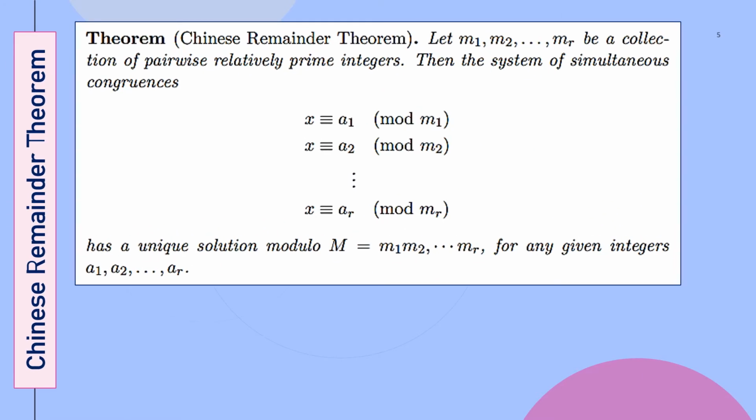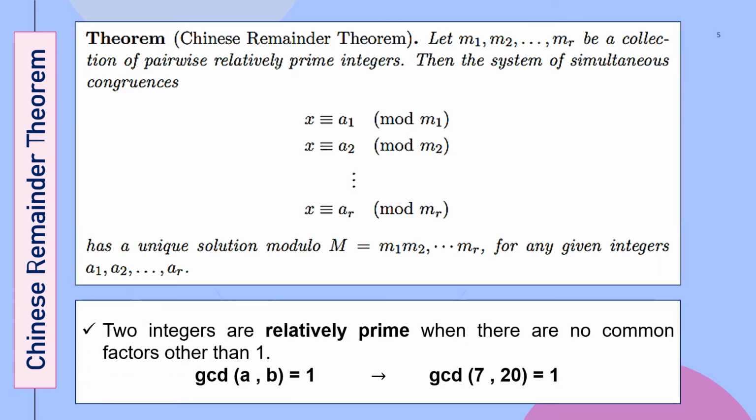We have here the Chinese Remainder Theorem. Let m sub 1, m sub 2, until m sub r be a collection of pairwise relatively prime integers. Two integers are relatively prime when there are no common factors other than 1. This means that no other integer could divide both numbers evenly. Two integers a and b are called relatively prime to each other if the GCD of a and b is equal to 1. For example, 7 and 20 are relatively prime because the GCD of 7 and 20 is 1.